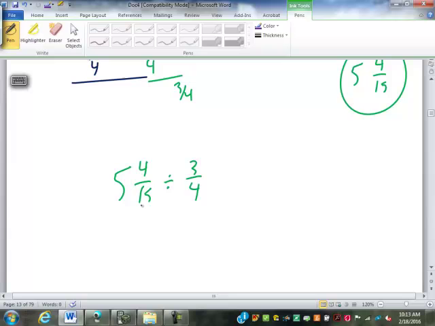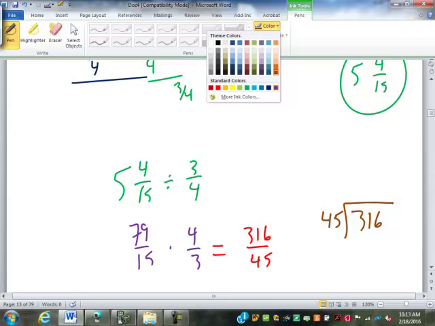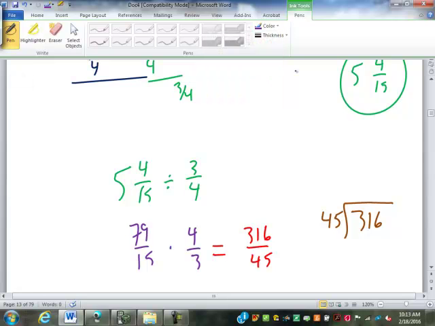5 times 15 is 75 plus 4 is 79/15, times 4 over 3. Cross canceling is no. I got 316 over 45, which is correct for that. So now, what is it, 6 or 7? I think we're going to try 7. 7 times 5 is 35, carry the 3. 7 times 4 is 28, 31. There's 1 left over, 7 and 1/45.